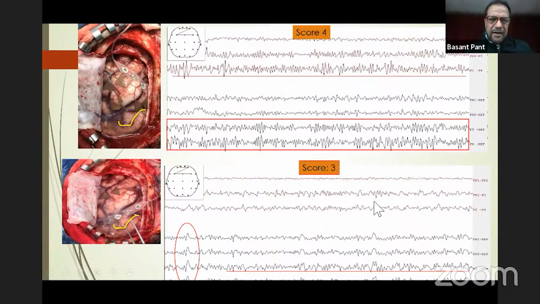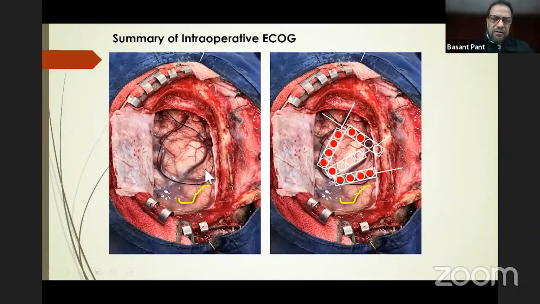But a score of 3, score of 4. And then when we studied everything, we realized that this is the extent of the excision that we need to do. There was a lot of firing here. There was a lot of firing here. There was almost no firing over the tumor. So the tumor was not epileptogenic. The surrounding brain was epileptogenic in this case.